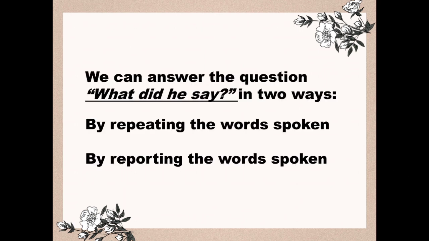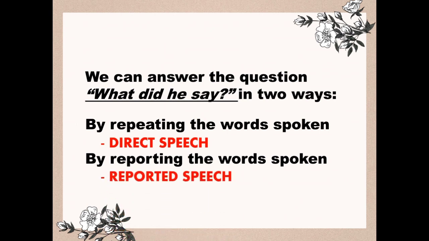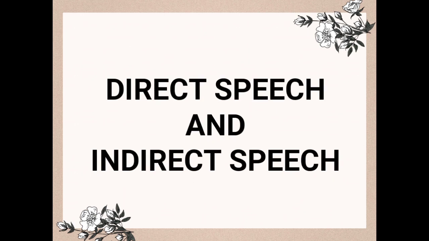Okay, so in linguistics, direct or indirect speech is a grammatical mechanism for reporting the content of another without directly quoting it. So we can answer the question, what did he say, in two ways: by repeating the words spoken and by reporting the words spoken. In other words, it is the direct speech and the reported speech or the indirect speech. Now, what is direct speech and indirect speech?